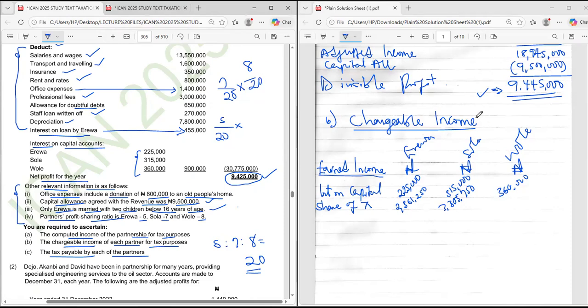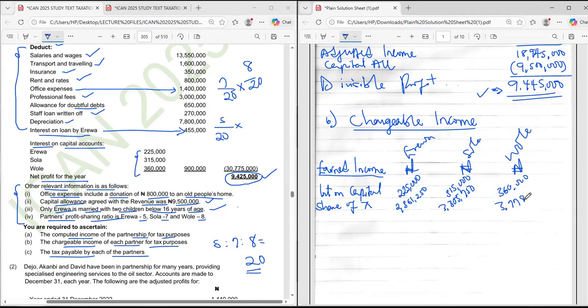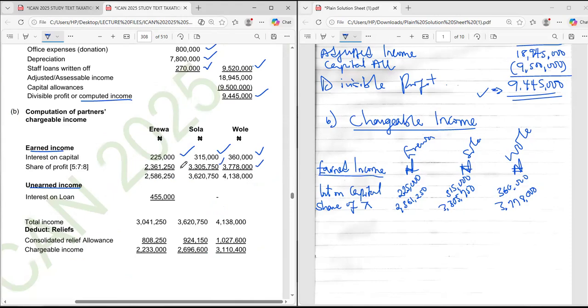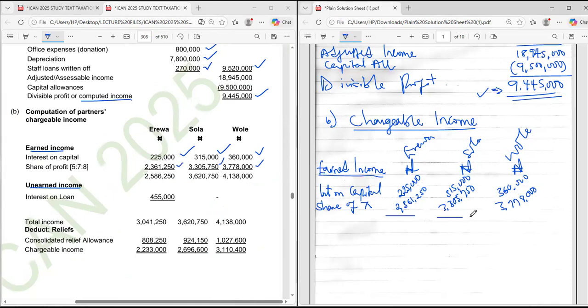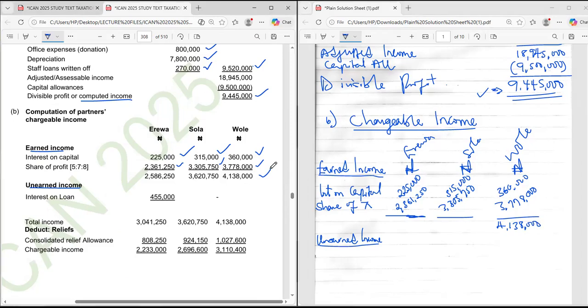8/20. 3,778,000. So let's confirm that. 3,778,000. So correct. So all figures are correct. Okay, just figure me. Figure me before we do our on-end income. What do you get here? For Wale, okay. 4,138,000. That's correct.